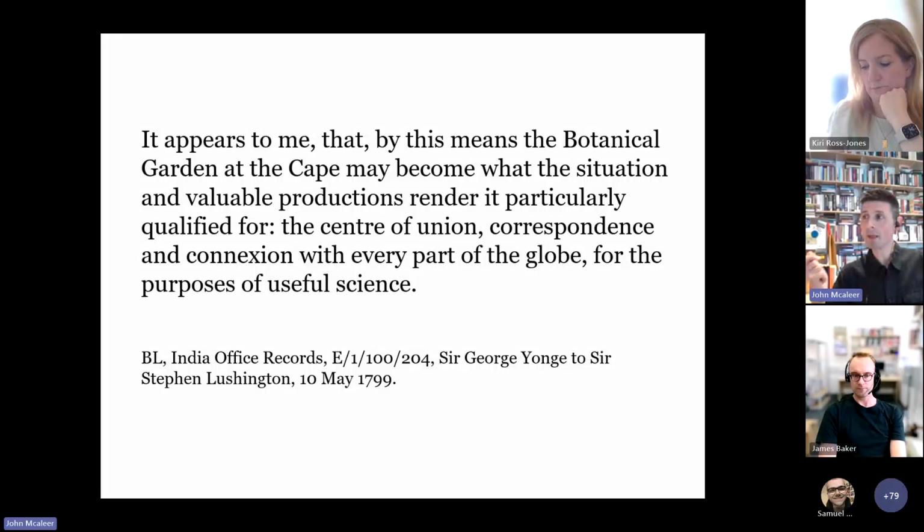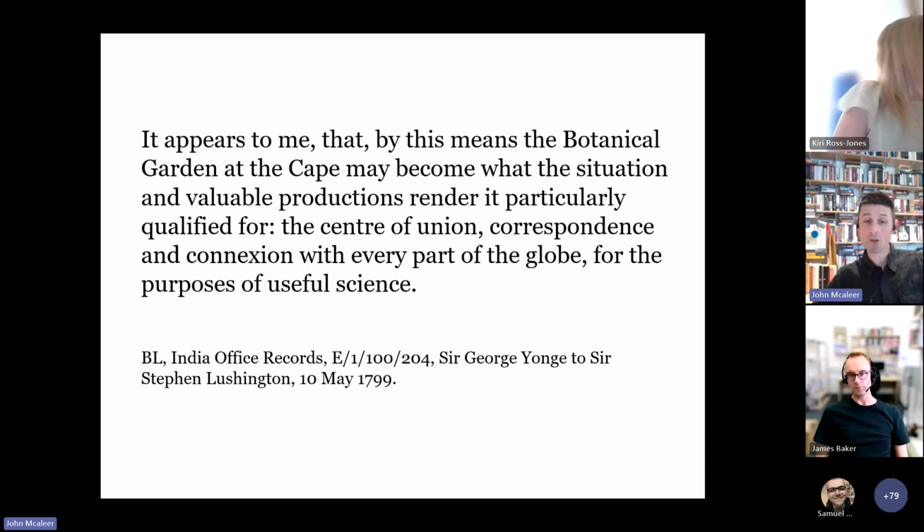In this quote, "it appears to me that a botanical garden at the Cape may become what the situation and valuable productions render it qualified for, the centre of union, correspondence and connection with every part of the globe for the purposes of useful science." Young envisaged a connection between these different gardens, with the result that by a communication of the contents of each garden, mutual aid may be given to all, the benefits to be derived, and promised to contribute not only to articles of ornament, in other words, decorative uses of aesthetic purposes, but of domestic viability of food, medicine, and of commerce.